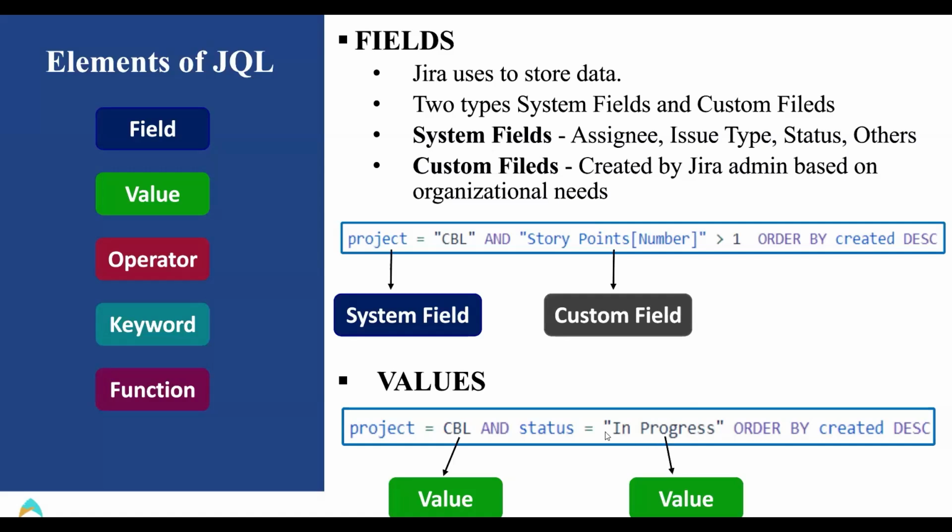In progress is a double word, so this value has two words. Definitely in Jira, we have to use it inside double quotes. Otherwise, this JQL is going to show a syntax error. But in case of CBL, if you use the double quotes, it is not going to show an error. It is not necessary or mandatory to use double quotes for single words.